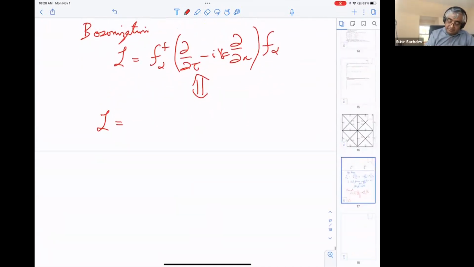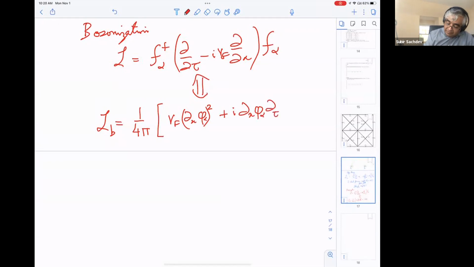All right, so the boson theory of the edge will be 1/4 pi. There'll be some velocity, ∂x. I'll use the funny phi here. And it has also a spin index α, plus i ∂x φ_α ∂τ φ_α. Oops, yeah, okay. So this is the boundary Lagrangian of a chiral boson theory.